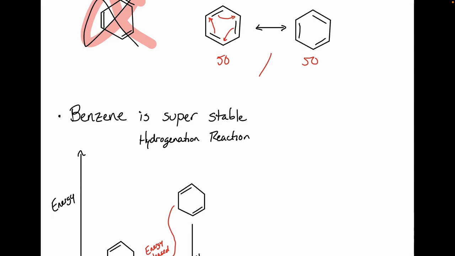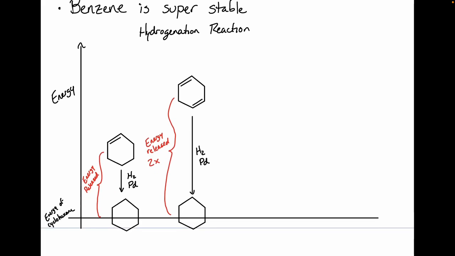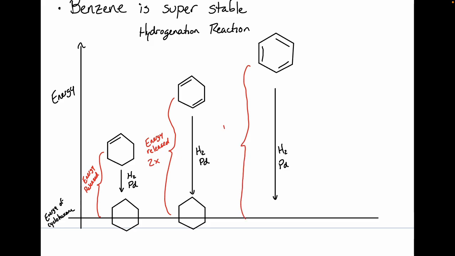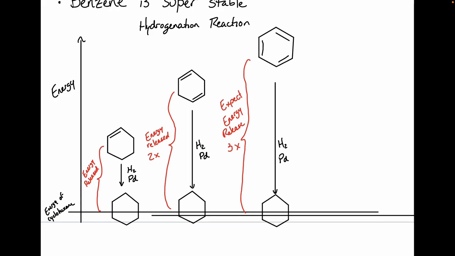Well, by that logic, if they take their benzene ring, which now has three double bonds, and we perform that same reaction, we would expect the energy released to be three times as much as with our original cyclohexene. That is not the case.